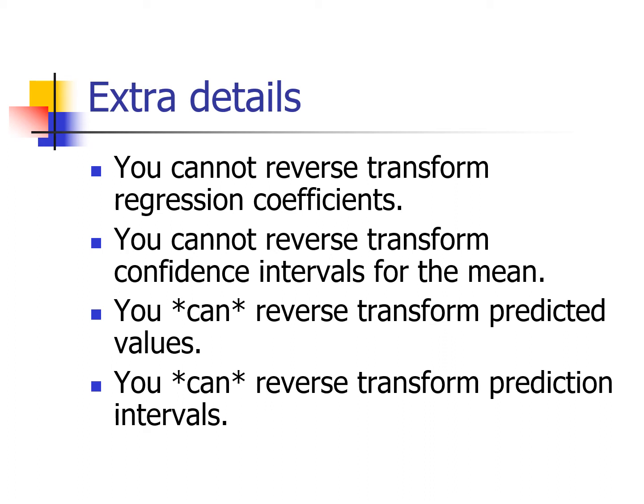We cannot reverse transform confidence intervals for the mean. However, we can reverse transform predicted values. So that's good. We can still do useful predicted values in the original units of the problem. And we're theoretically justified in reversing the transformation of prediction intervals.